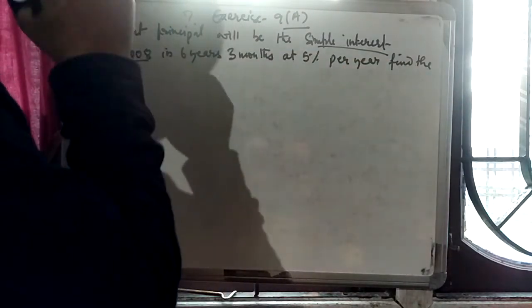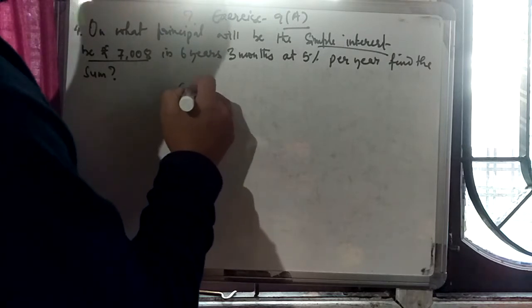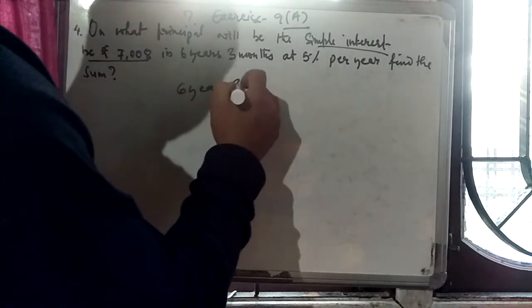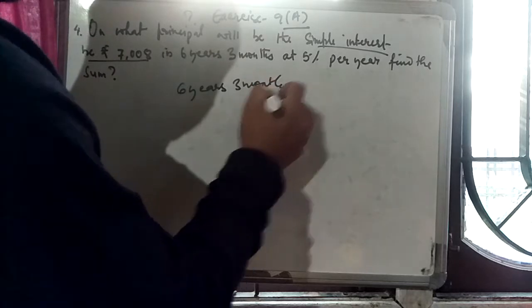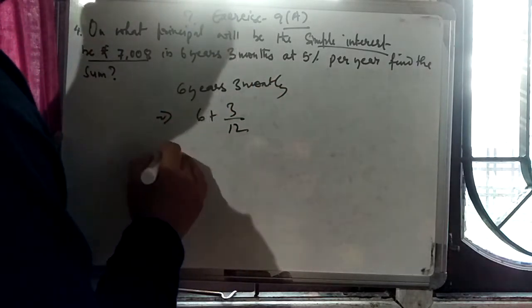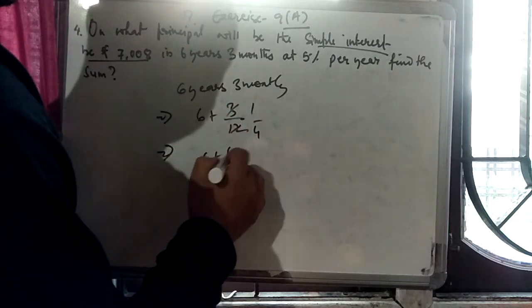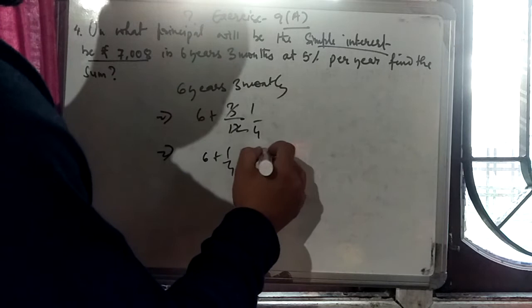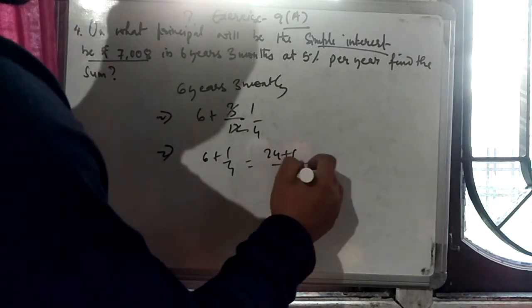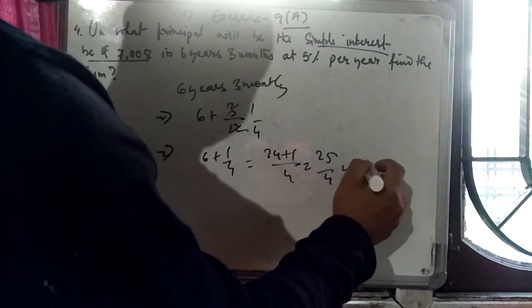So already you know how to convert 6 years 3 months, right? 6 plus 3 by 12, since 12 months make 1 year. 3 1s are 3, 3 4s are 12, so 6 plus 1 by 4. Here 6 4s are 24 plus 1 by 4, so you get 25 by 4. This is your years, 25 by 4 years.